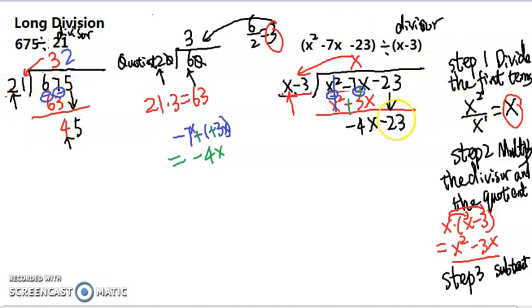And similarly, we need to figure out how many times x goes into negative 4x. And you can do division. So it's like doing negative 4x divided by x. So that's our step 1. And canceling x, that gives us negative 4. So that negative 4 will go up as a quotient. That's the first step. The next step will be multiply.